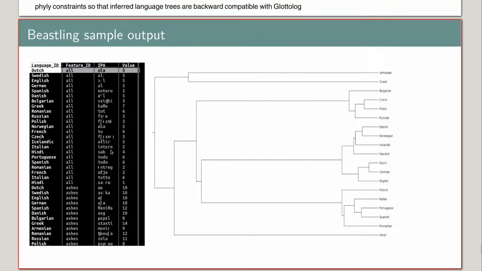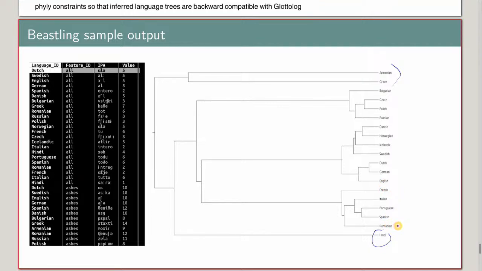Anyway, if you run this tutorial, they say you will get some tree that looks something like this. So if you look at this, Armenian and Greek are kind of an outgroup, and Hindi is another outgroup. And among the others, these Slavic languages cluster together: Bulgarian, Czech, Polish, Russian. Then the Germanic languages, Dutch, German, English in one cluster, Danish, Norwegian, Icelandic, Swedish in another cluster. Then the Romance languages, which are French, Italian, Portuguese, Spanish, and Romanian in one cluster.